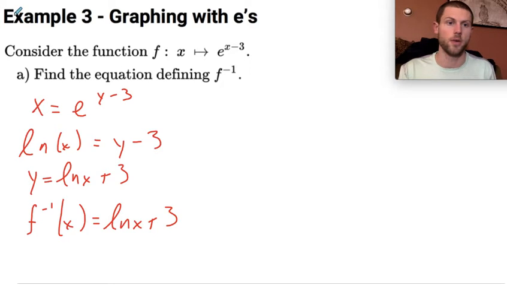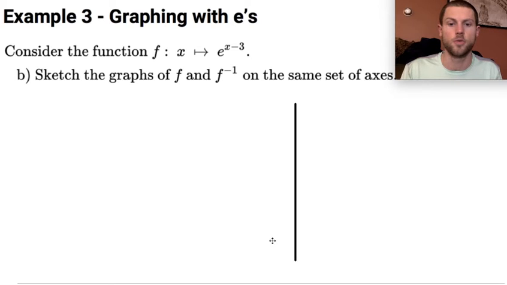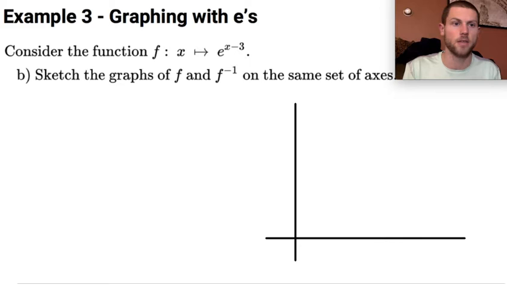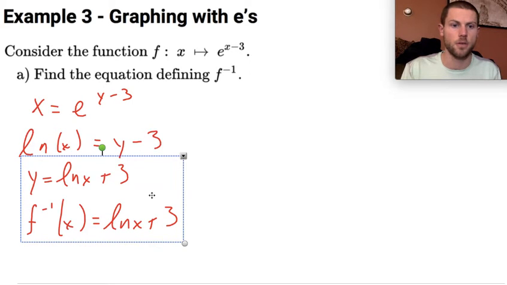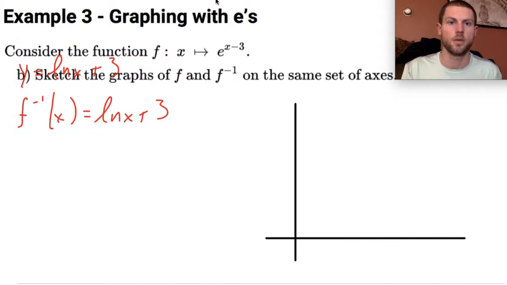Okay, so now we want letter B. We want to sketch these graphs on the same set of axes. And once again, hopefully I gave you a graph here. I thought I did, but I seem to have forgotten it on my notes. So I'm going to do a rough sketch here, and you can follow along with me. Now I'm going to just jot down what I had from the last example for my answer here. I'm going to copy this and put it in here so I can keep track of my inverse. I'm going to get rid of this. So here's my inverse, and I want to sketch the inverse and the original function.